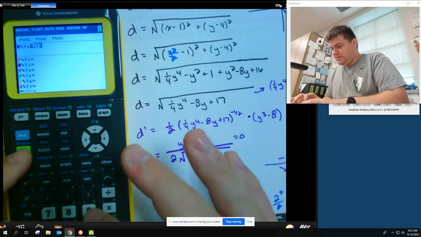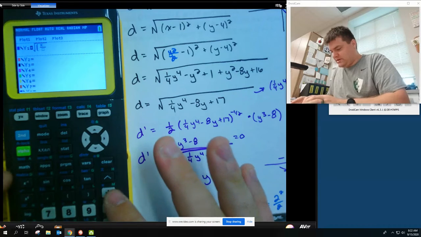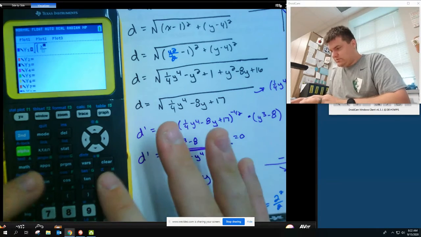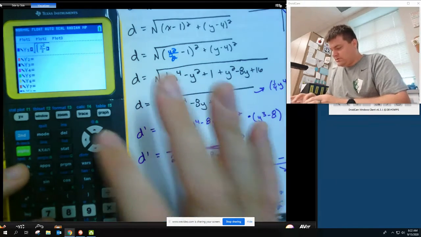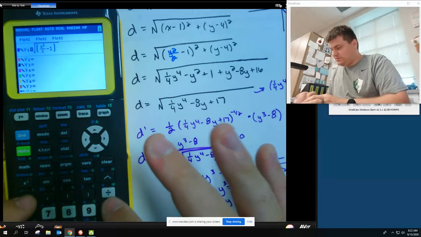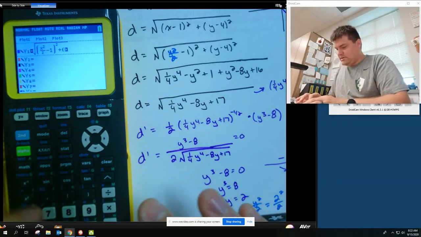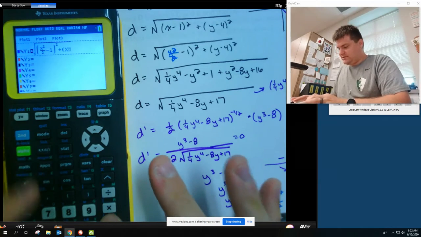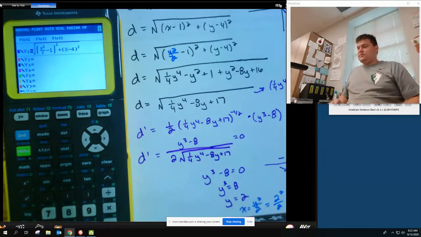So it's going to be, let's make this into a fraction so it matches exactly what I have. So x squared over 2 minus 1 all squared plus x minus 4 all squared. Okay? So that's my distance.